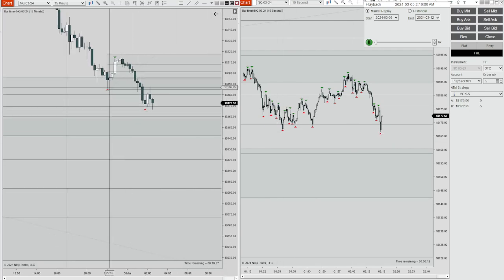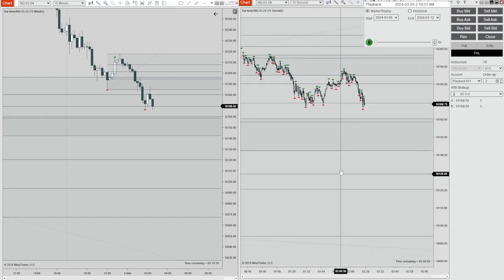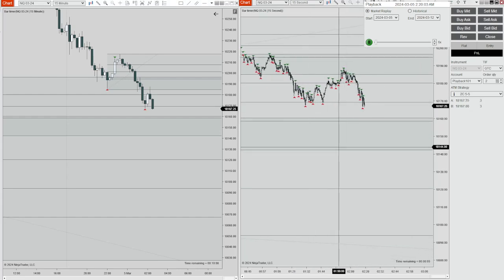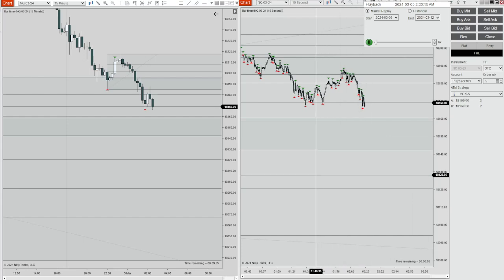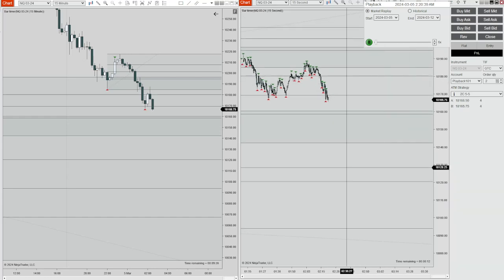Okay, so swap these lows. It's still bearish, so I'm going to wait, looking for this low to be taken first, and then I'm expecting us to head higher after that.